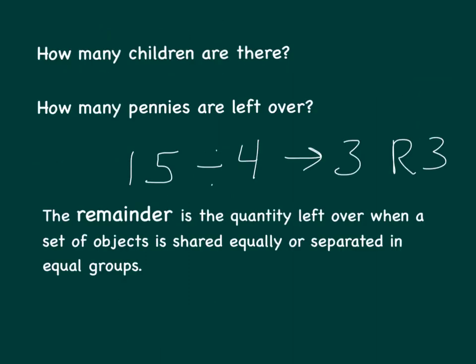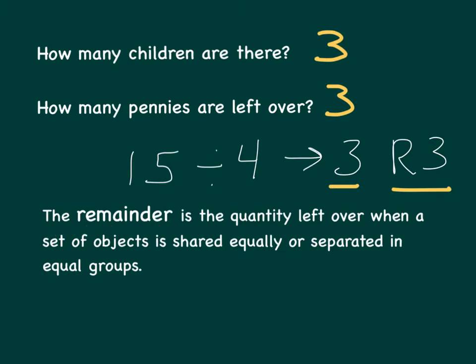So how many children are there? Well, from the last slide, we found out that there were 3 children. And how many pennies were left over? We found out that there were 3 left over. 15 divided by 4 equals 3 with a remainder of 3.